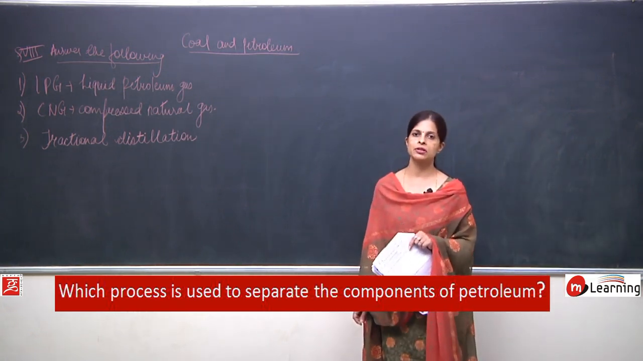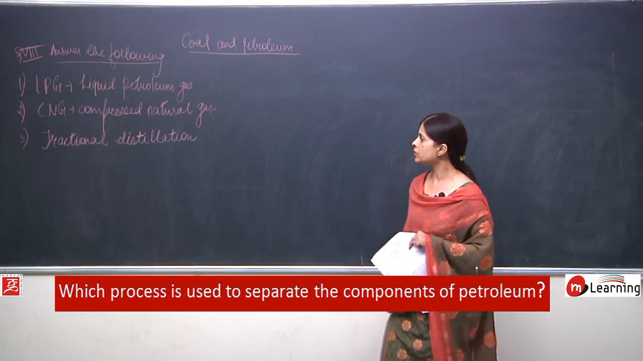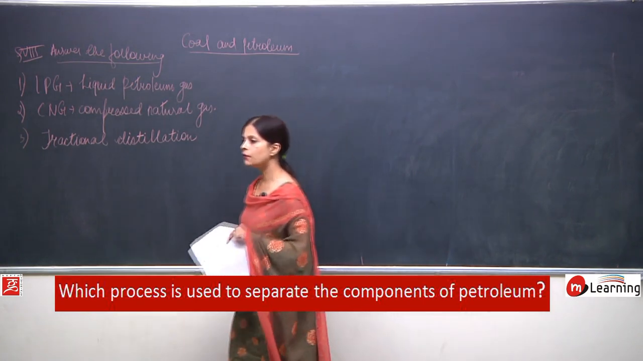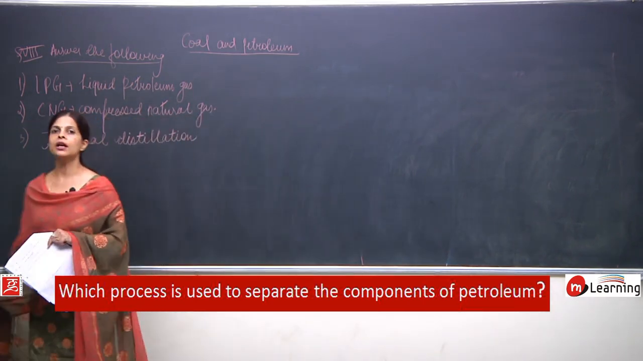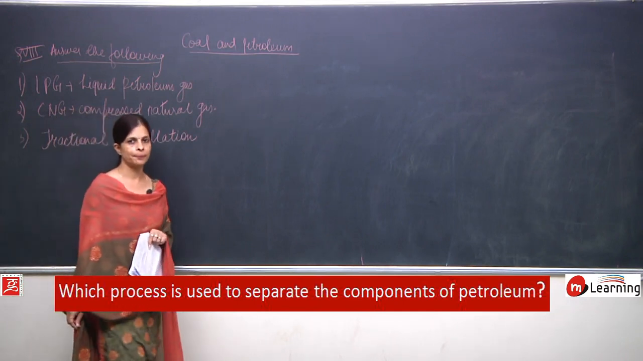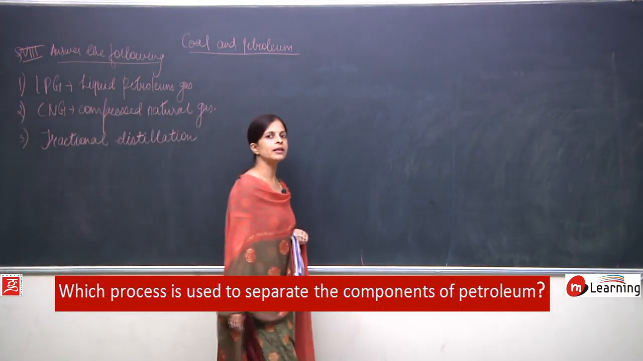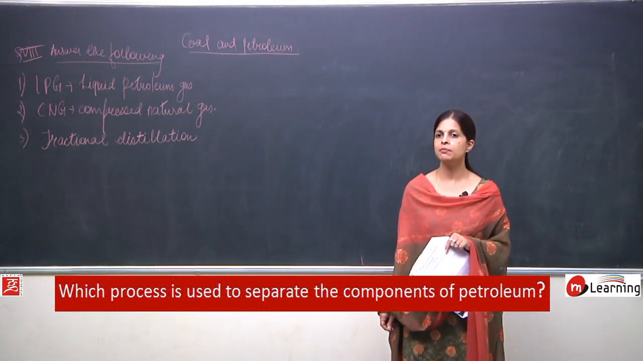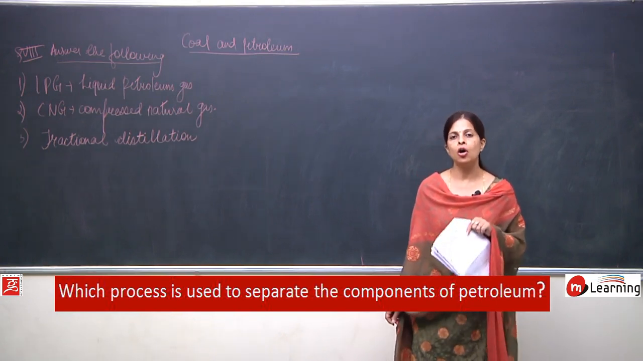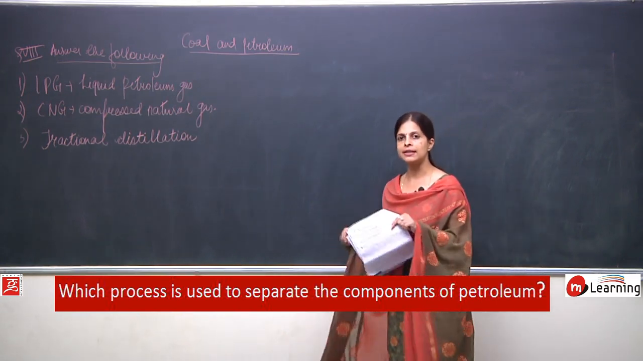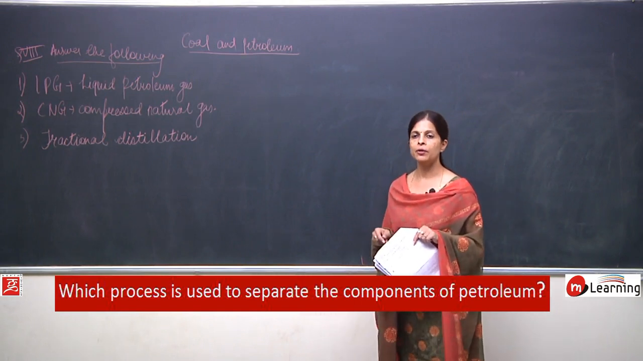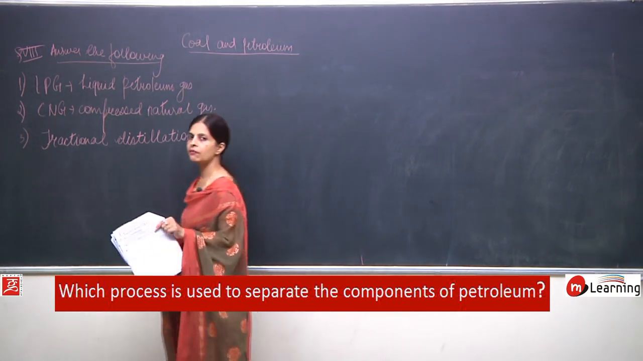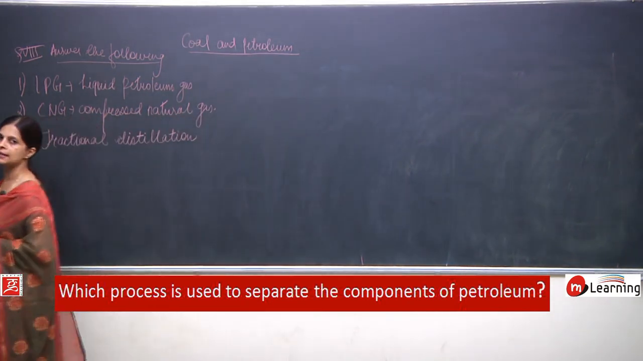Fractional distillation is possible only because of the difference in the boiling points of the components of the petroleum. Okay, are you getting it clear? Why can we use this process of fractional distillation? Because the components of the petroleum, whatever things are present in the petroleum, have different boiling points. So that is the reason we can use the process of fractional distillation.